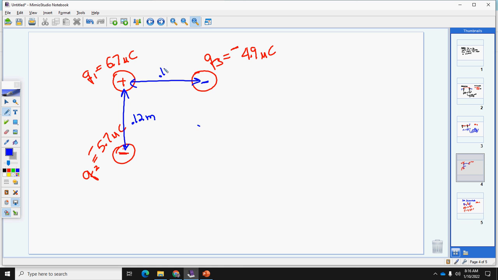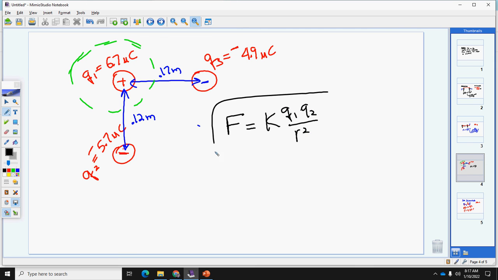was 0.17 meters. If you wanted to calculate the total electrostatic force acting on this Q1 right here, the formula only does two charges at a time. So the formula F equals k Q1 times Q2 over r squared only handles two at a time. So what's a poor physicist to do?